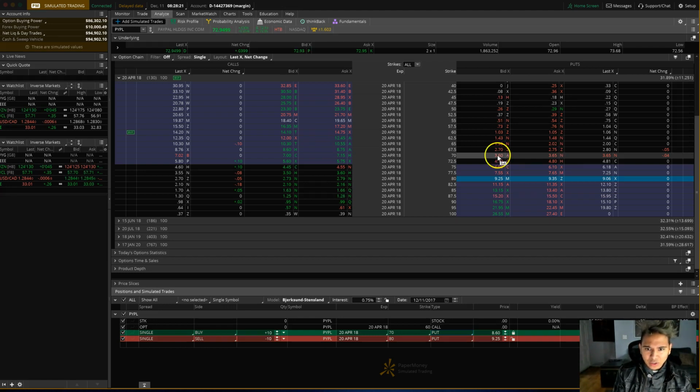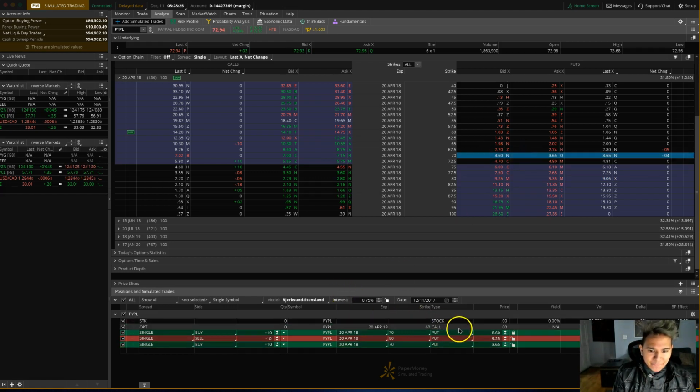So let's see what that will look like. So here we have buy put at 70, and then sell the put. And then you can kind of see what would happen if I did that.